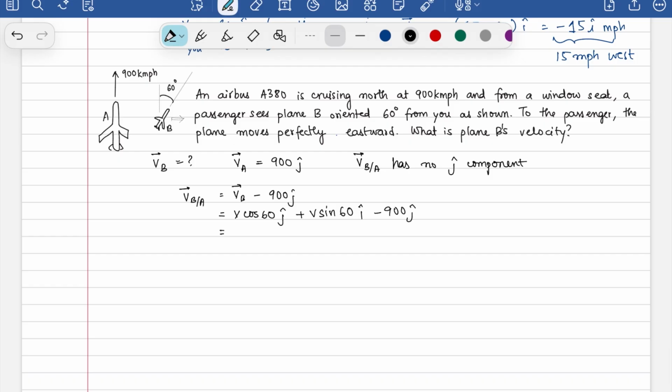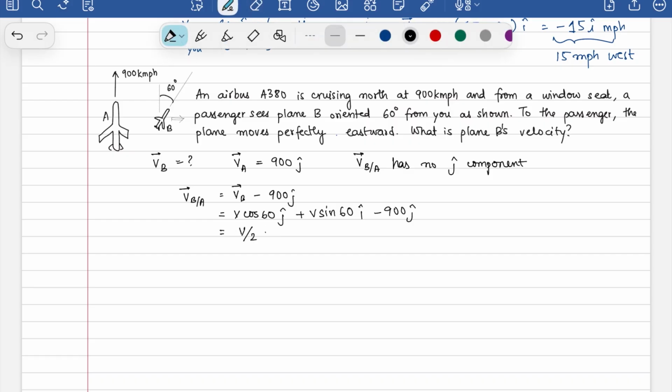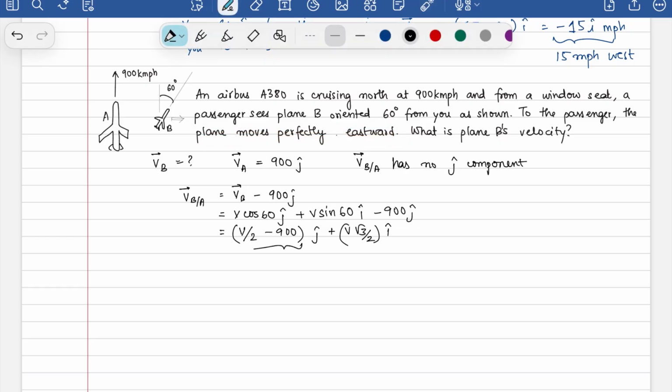So if I were to now collect the terms, I have V cos 60, which is V by 2, minus 900 along j hat, plus V sin 60, which is root 3 over 2, i hat. This here is your velocity of B with respect to A. And from the statement that the passenger sees that the plane is moving perfectly eastward, that means that the j component is equal to 0, or V is equal to 1800 kilometers per hour.